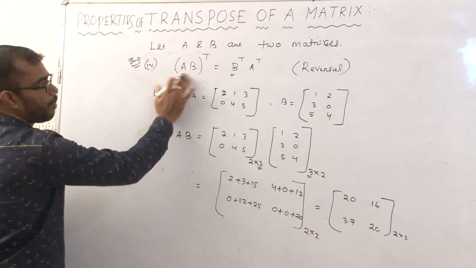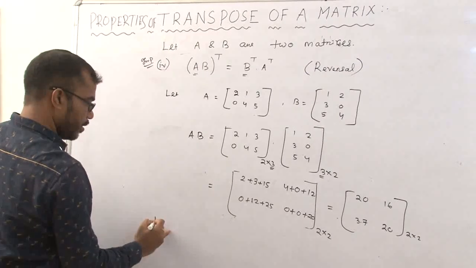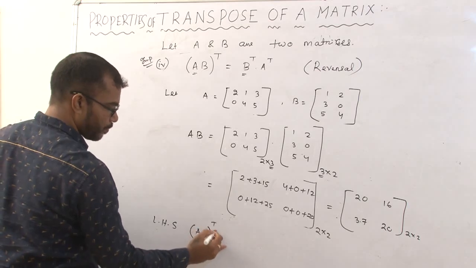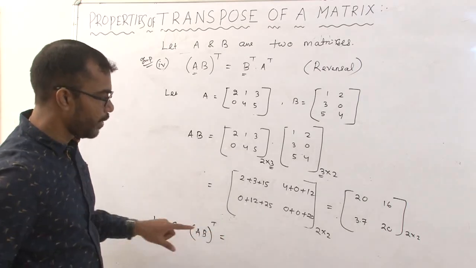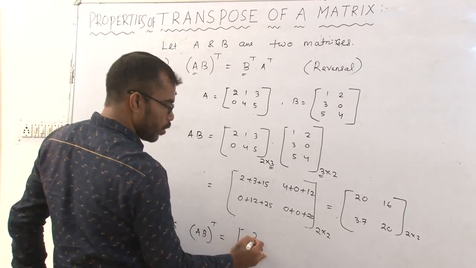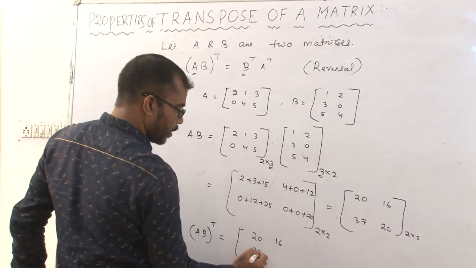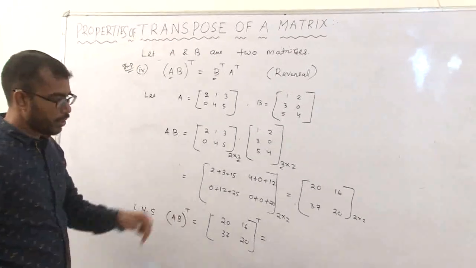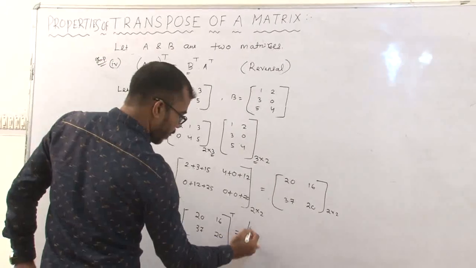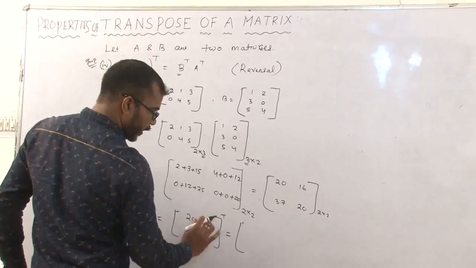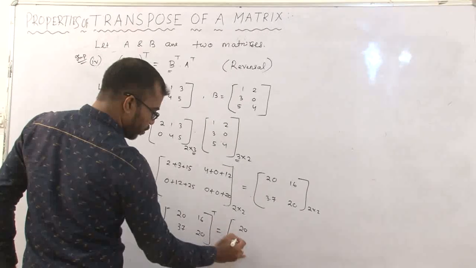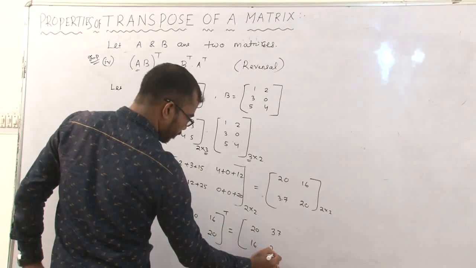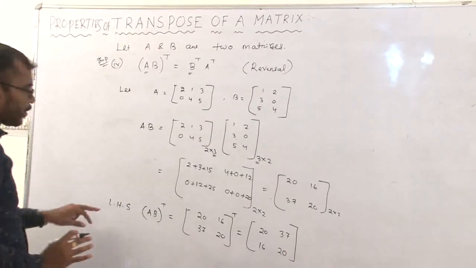Now we take the left part of this property. Here the left side is the transpose of AB. Now we put in the value of AB, which is 20, 16, 37, 20. And we find the transpose of this matrix. The transpose changes rows into columns. So 20, 16 in the first row changes to the first column, and 37, 20. This is the result of the left part.